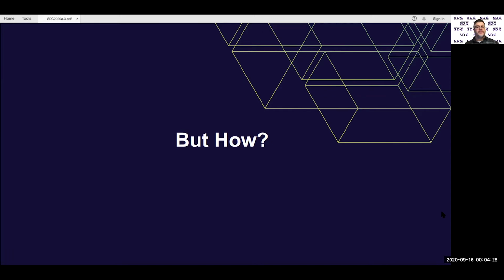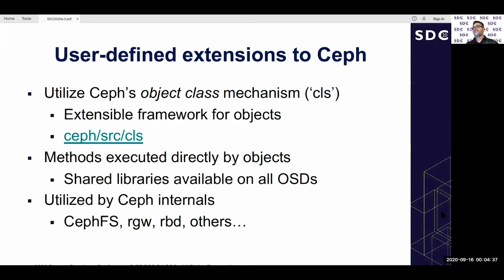Since this is a Storage Developer Conference, I want to get into a little bit more of the details of exactly how this is done, with some code snippets and examples for you. Most importantly, we're going to look at the user-defined extensions in Ceph. In our case, we'll utilize the object class mechanism, also dubbed CLS.